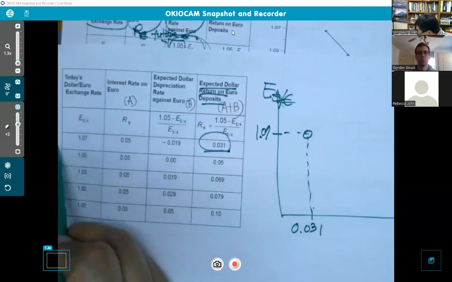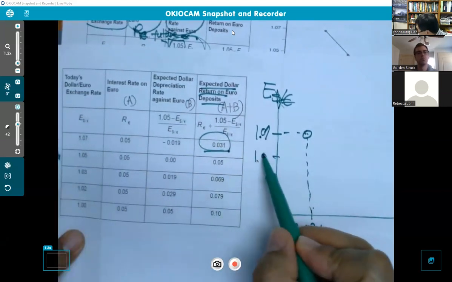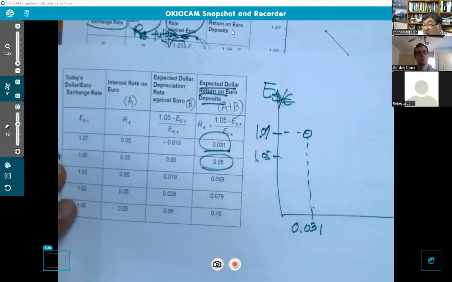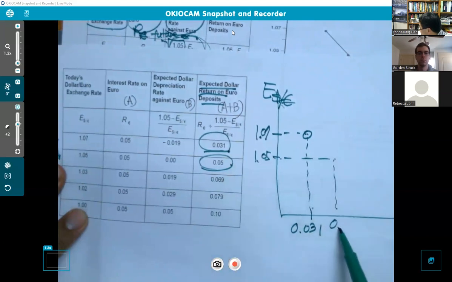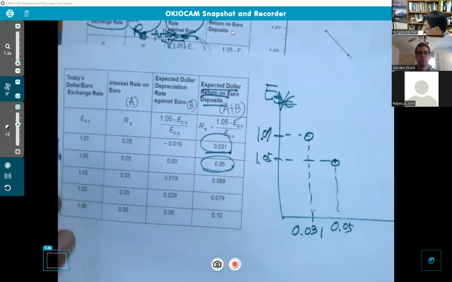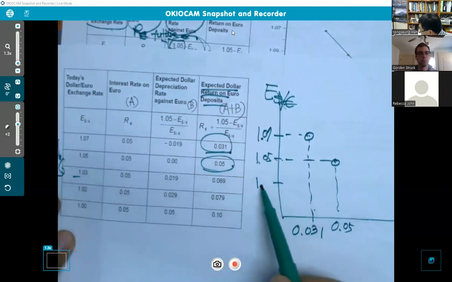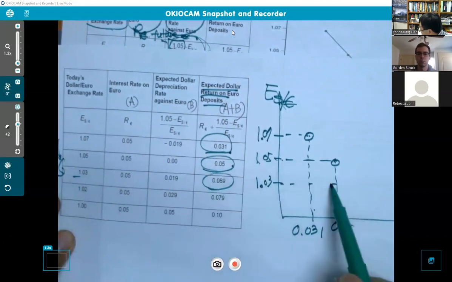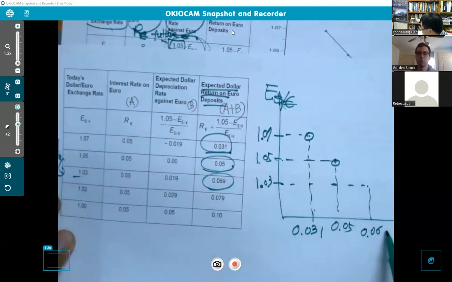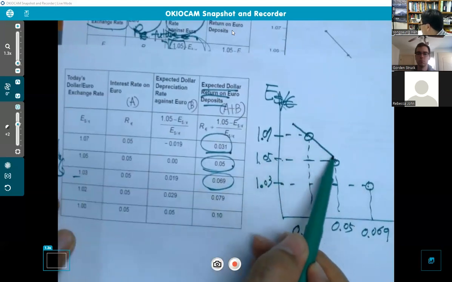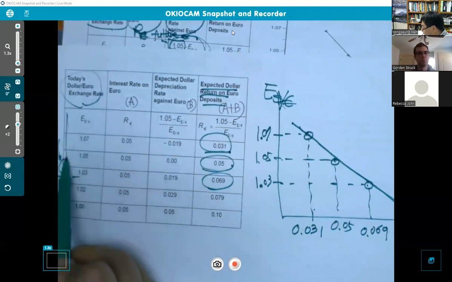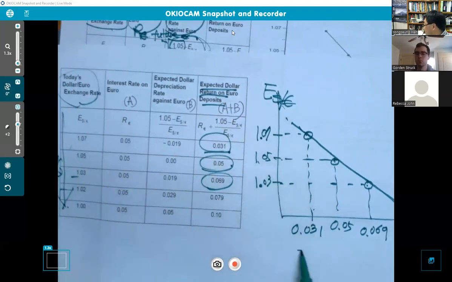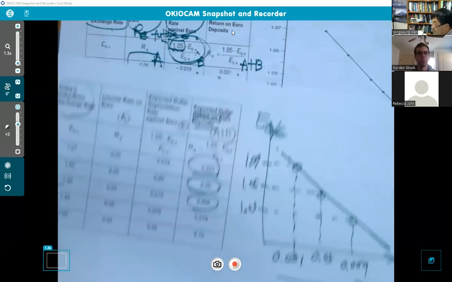But today's exchange rate declined from here. What happened to dollar rate of return on European deposit? 0.05. If this declines further to 1.03, then we get this. So we can see these relations. So whenever today's exchange rate declines, this increases. So this is what we see from here.